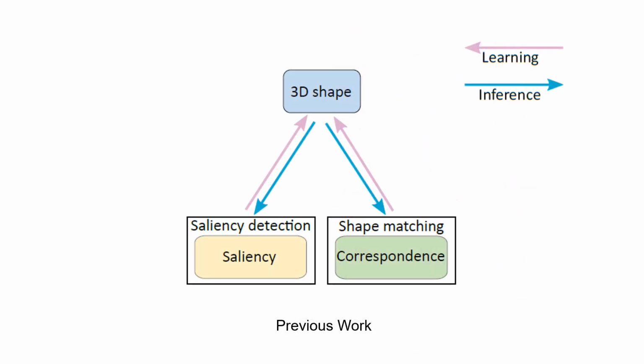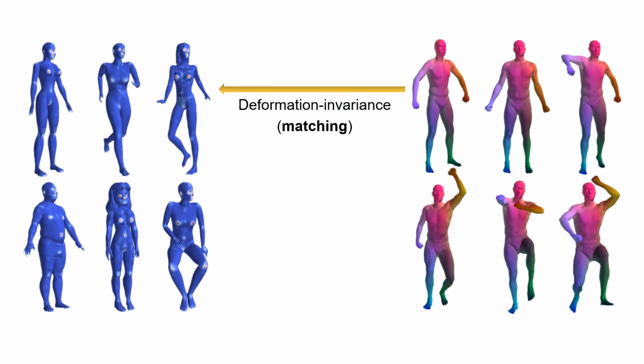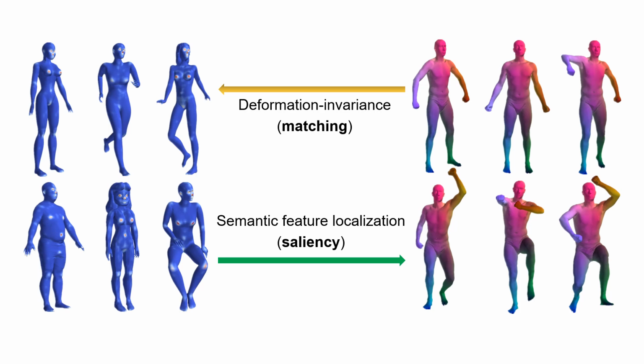Previous work tackled saliency detection and shape matching separately, leaving the gap that saliency lacks consistency and shape matching lacks saliency. We bridge this gap by unifying the learning and inference of saliency and matching using a metric representation. This allows matching to improve the intra-category consistency of saliency, and also allows saliency to provide thematic feature localization for matching.